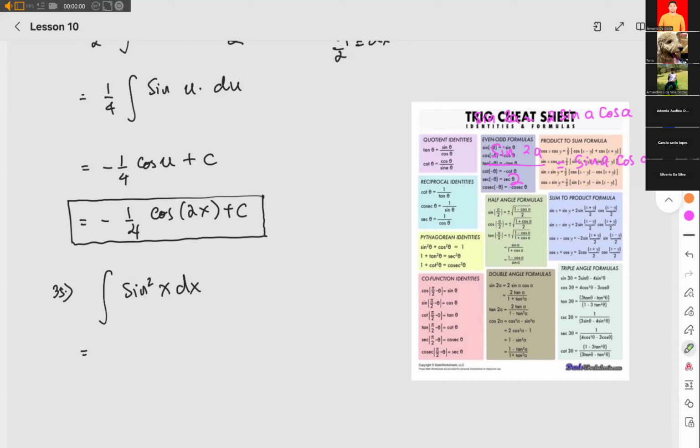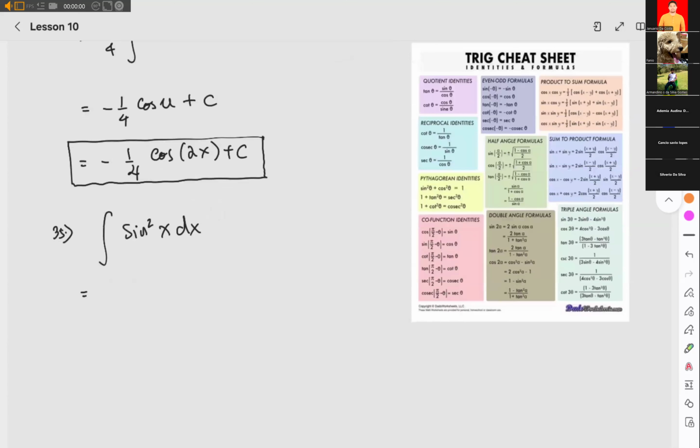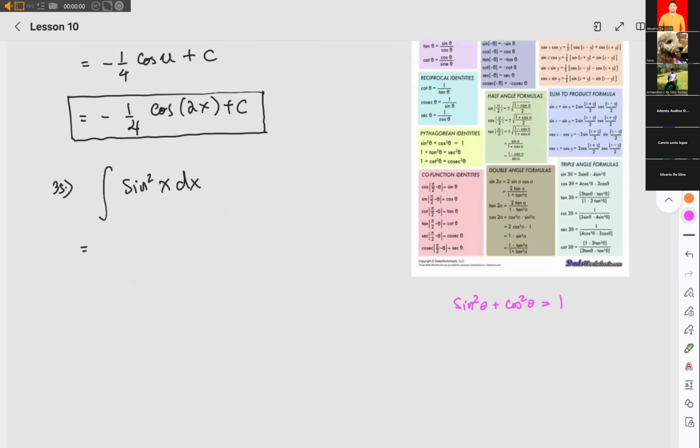So this thing you don't need anymore, so let's just delete this stuff. All right, so what identity? Let's say we use the Pythagorean identity. Sine square of theta plus cosine square of the angle is equal to 1. If we move this to the other side, sine square is equal to 1 minus cosine square of the angle. What if we use this one?